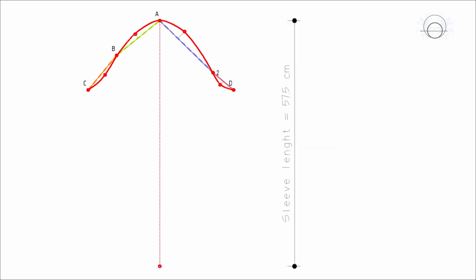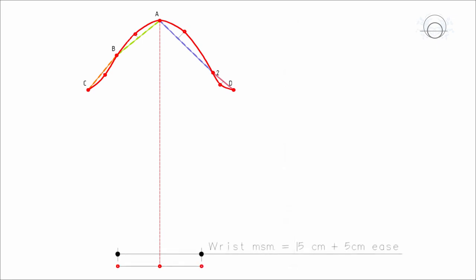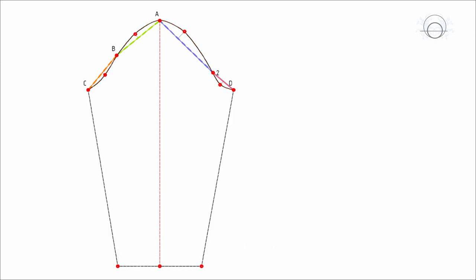To finish off a sleeve pattern, draft a vertical line from point A, measuring the amount of your sleeve length. Mark the end point. At the bottom point, make a horizontal line measuring the amount of your wrist measurement plus 5 centimeters of ease, in case your sleeve doesn't have a cuff. Connect the following points to the curve starting points, and mark out your pattern.